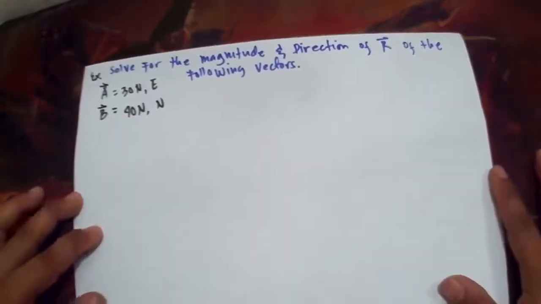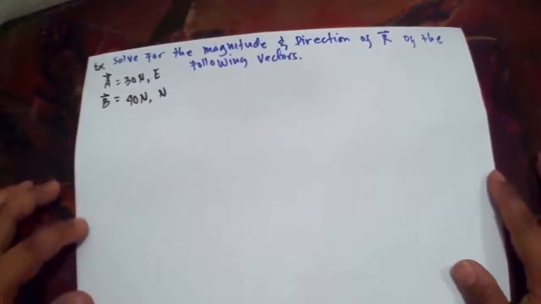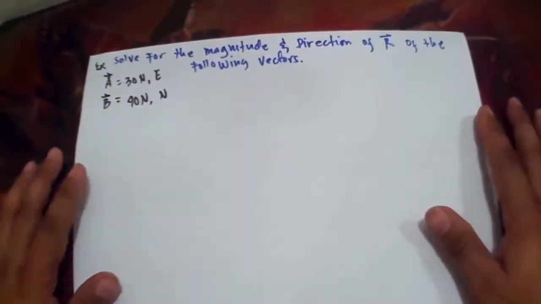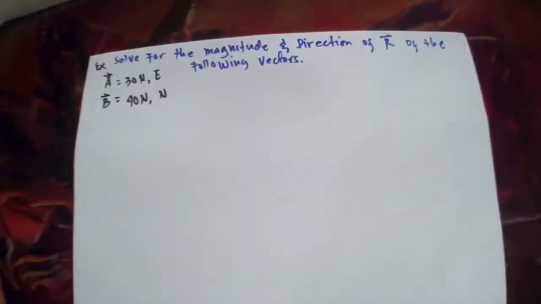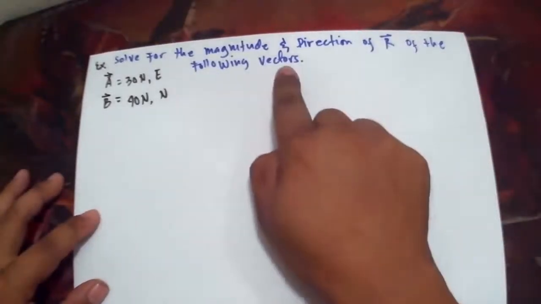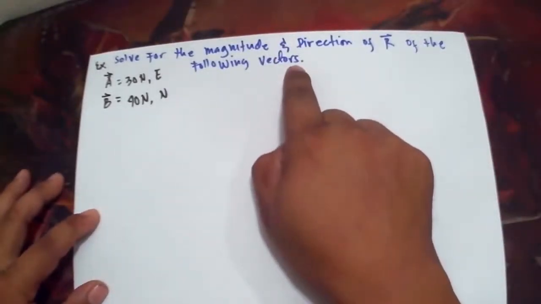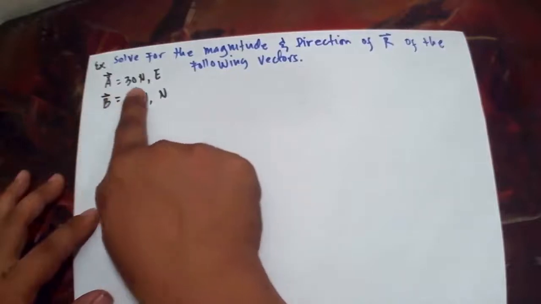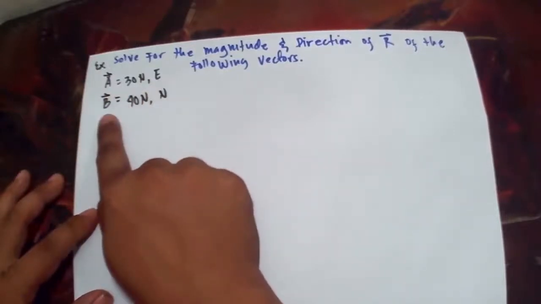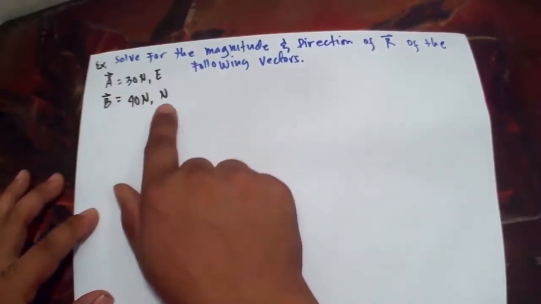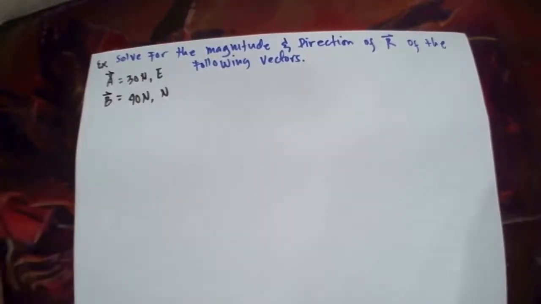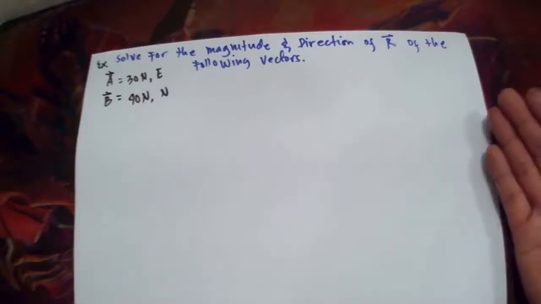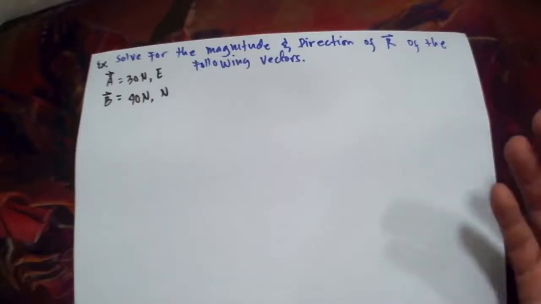Now, assuming that we have here a sample problem, the problem is solve for the magnitude and direction of the resultant vector of the following vectors, given the value of vector A is 30 newtons east and vector B is 40 newtons north. This time we don't need a scale, because we're dealing with the analytical method, and as I said a while ago, we can just approximate the value.